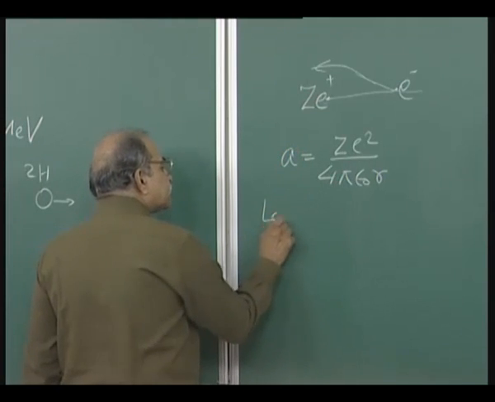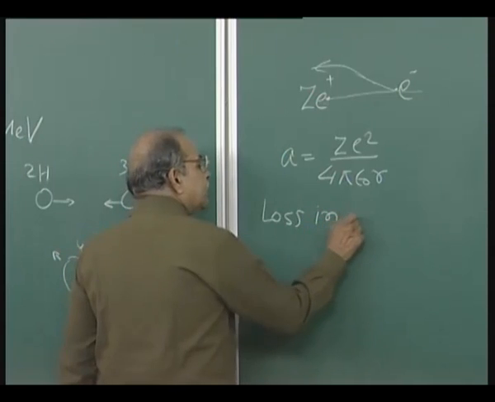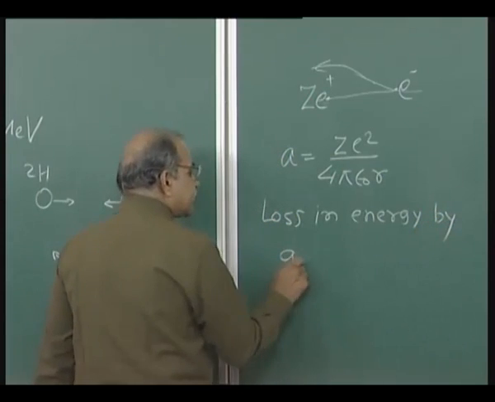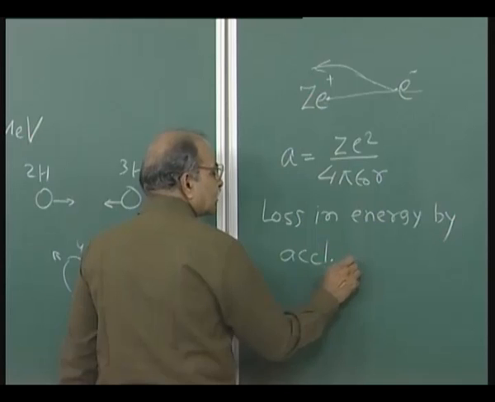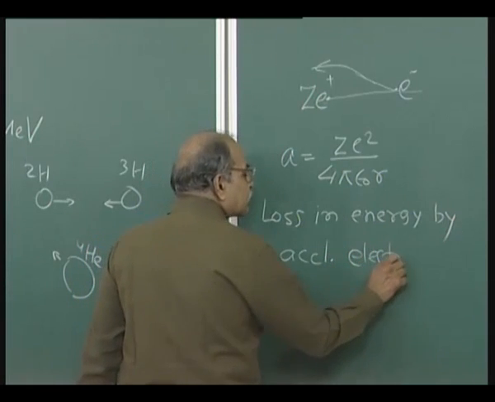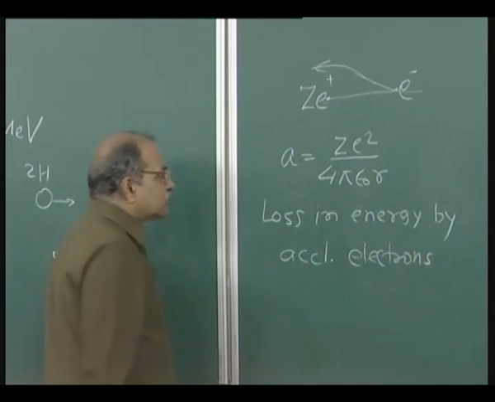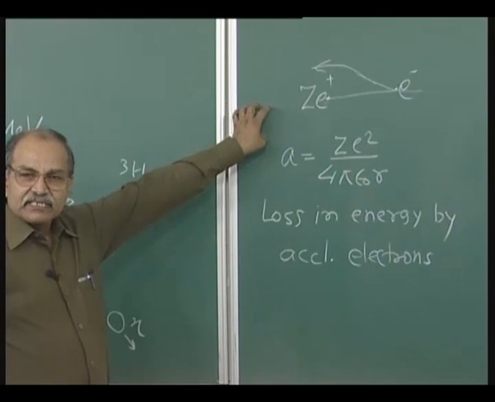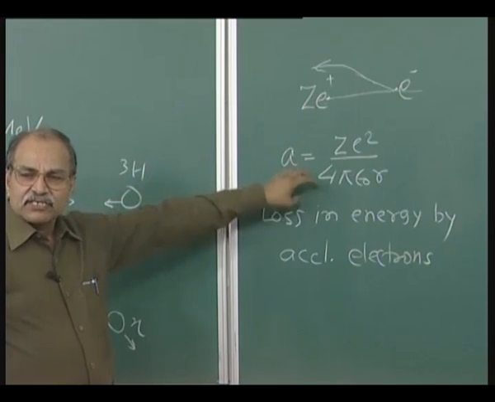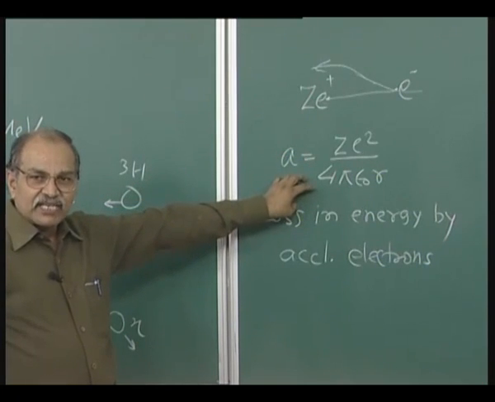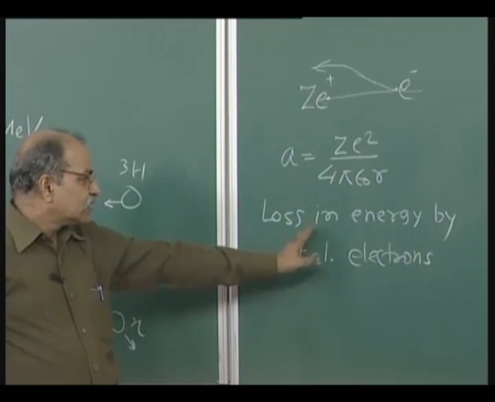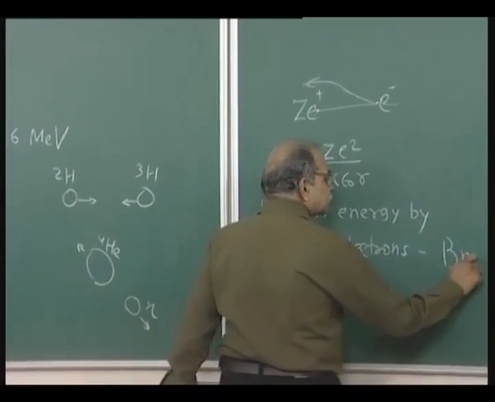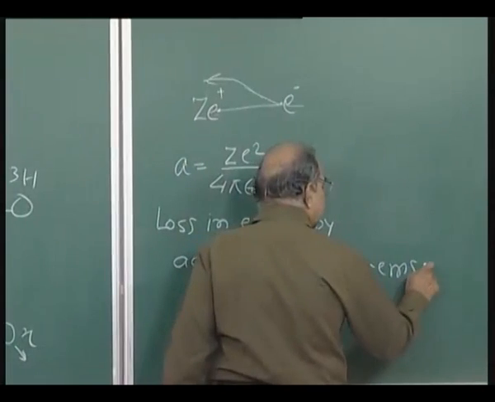So, this loss in energy by these accelerated electrons. I am saying the positive charges also accelerate, but since they are heavy, the acceleration is small, and therefore this radiation loss is also small. So, most of the radiation loss is coming because of the electrons. This is known as what we call Bremsstrahlung.